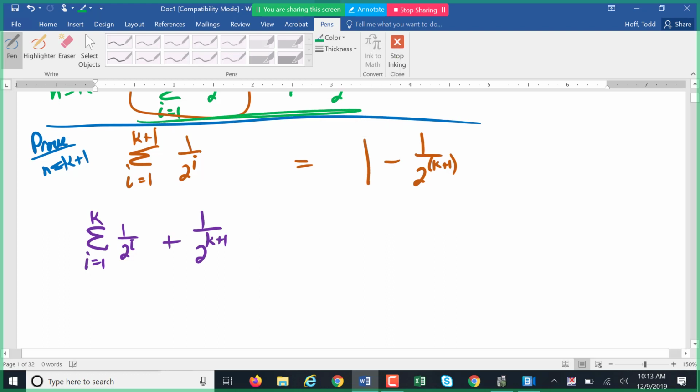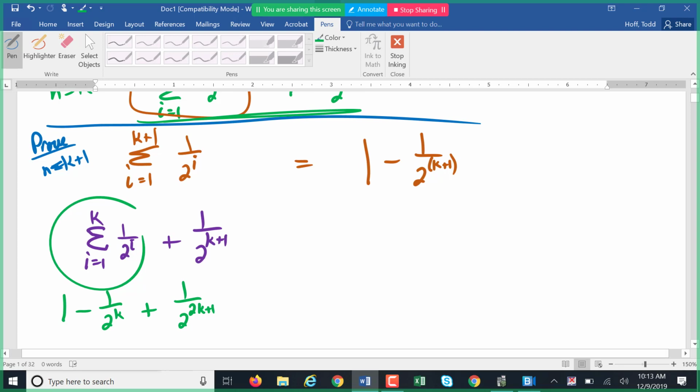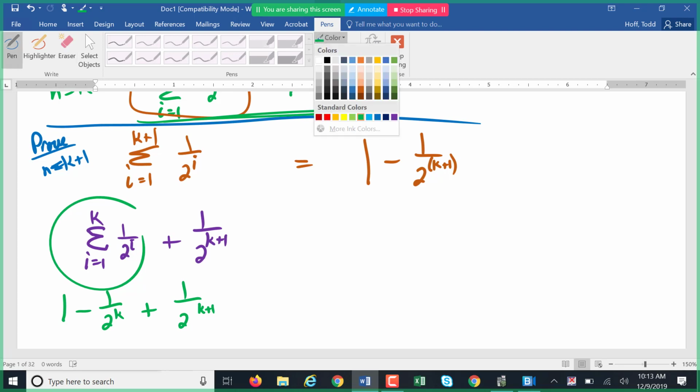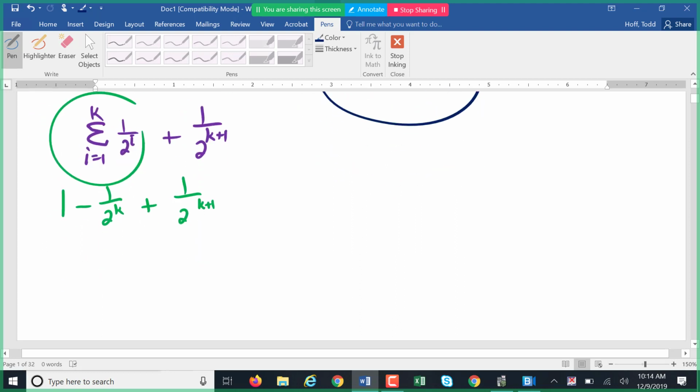So from our assumption up here, we know that this is equal to 1 minus 1 over 2 to the k, plus 1 over 2 to the k plus 1. Oops, get my extra 2 out of there. So now we have to simplify these to show that it is equal to this here. Well, what we can do is this.